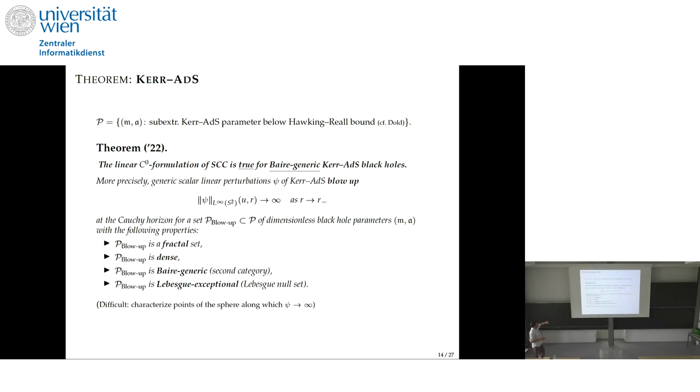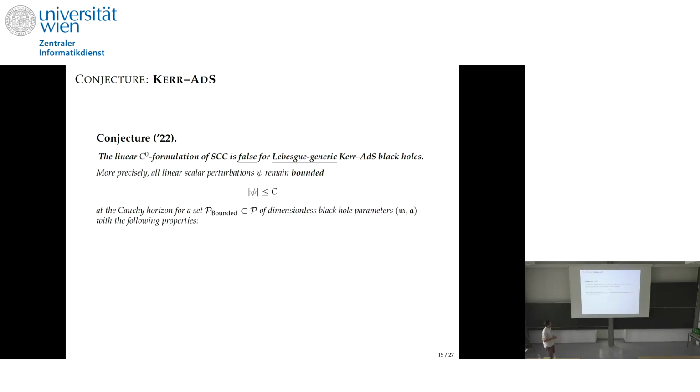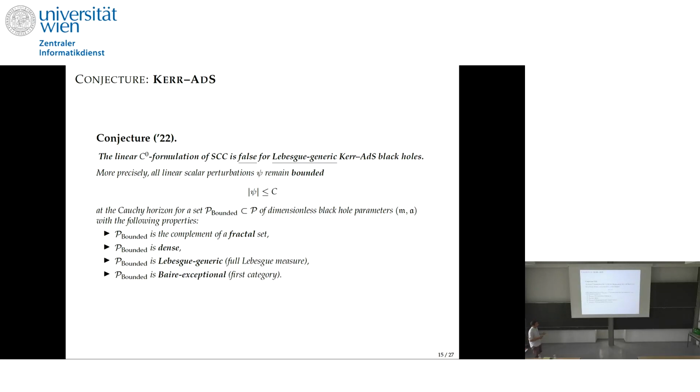That's the first statement. Of course, and this is not yet a theorem, but I hope that my proof convinces you that this should be a theorem, and I should indeed prove it sooner rather than later, that the linear C0 formulation of strong cosmic censorship is false for Lebesgue generic Kerr-AdS black holes. More precisely, that all linear scalar perturbations remain uniformly bounded in the interior, at the Cauchy horizon, for a set P_bounded of dimensionless black hole parameters with the following properties. P_bounded is the complement of a fractal set that is dense, it is Lebesgue generic, has full Lebesgue measure, however, is Baire exceptional. It's of the first category.